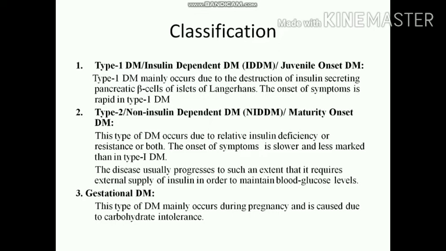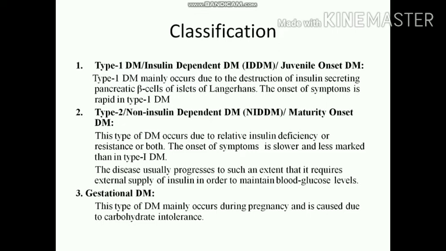For that reason the blood glucose level of the body increases, which is called type 1 diabetes, and the onset of symptoms is rapid in type 1 diabetes. The symptoms show very rapidly, and they mainly occur in juveniles, that means children. Juvenile means children.